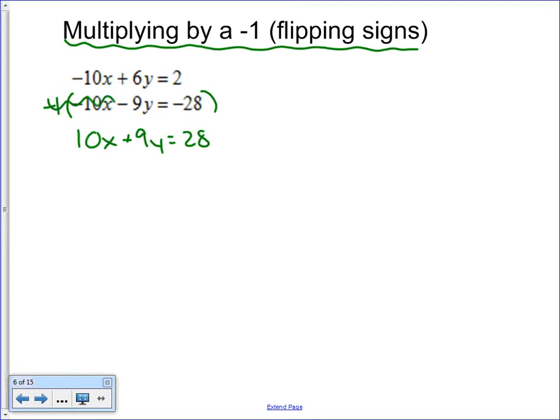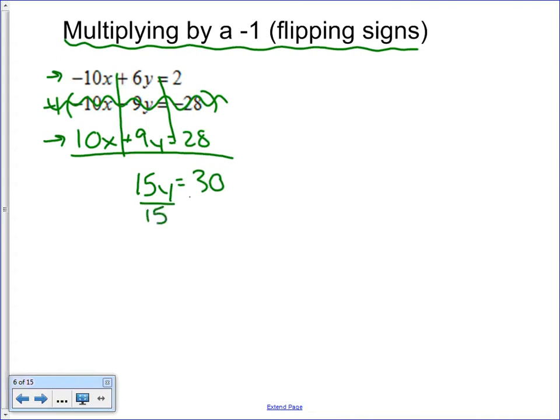I'm not going to use this equation anymore. I'm going to use the top one with my new one. When I add those together, the negative 10x and the positive 10x are going to cancel out. I have 6y plus 9y gives me 15y, and that equals 30. Then divide by 15 on both sides. That'll give me a y value of 2.